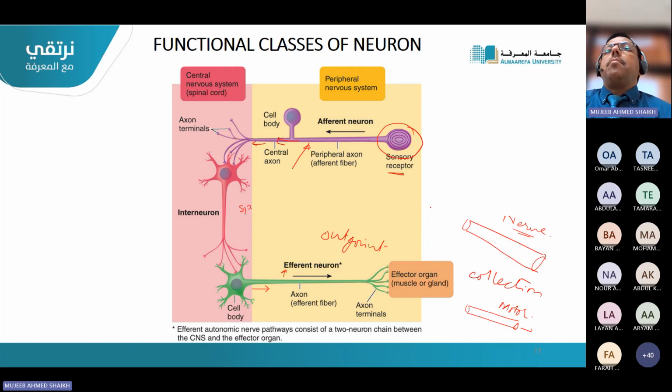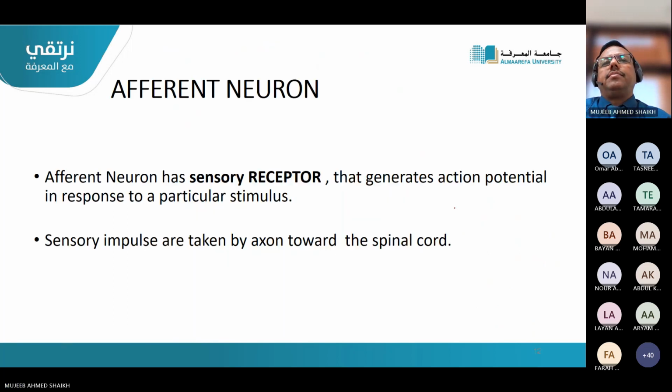And some are mixed nerves. Mixed means they will have sensory as well as motor fibers. So here is the description. Afferent neurons have sensory receptors. They start from the sensory receptor and bring the particular signal or stimulus toward the center. The axon will carry the information towards the spinal cord.